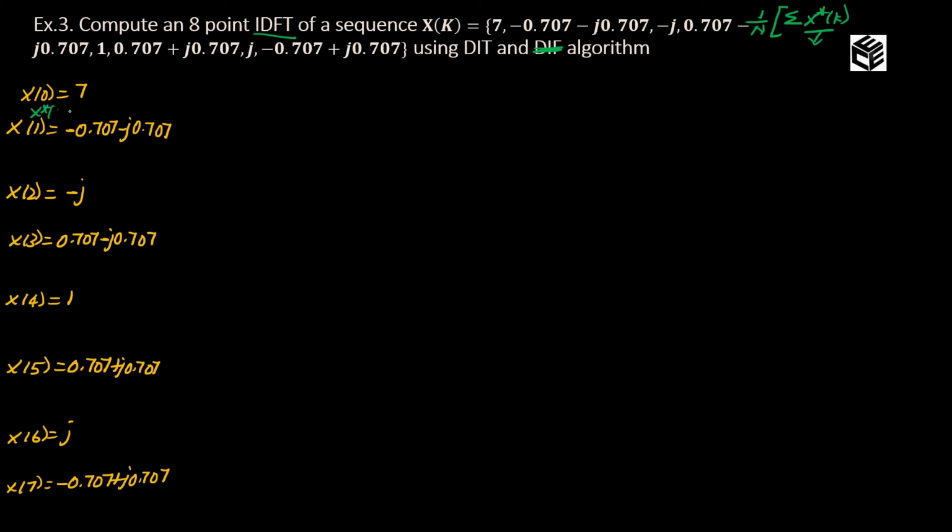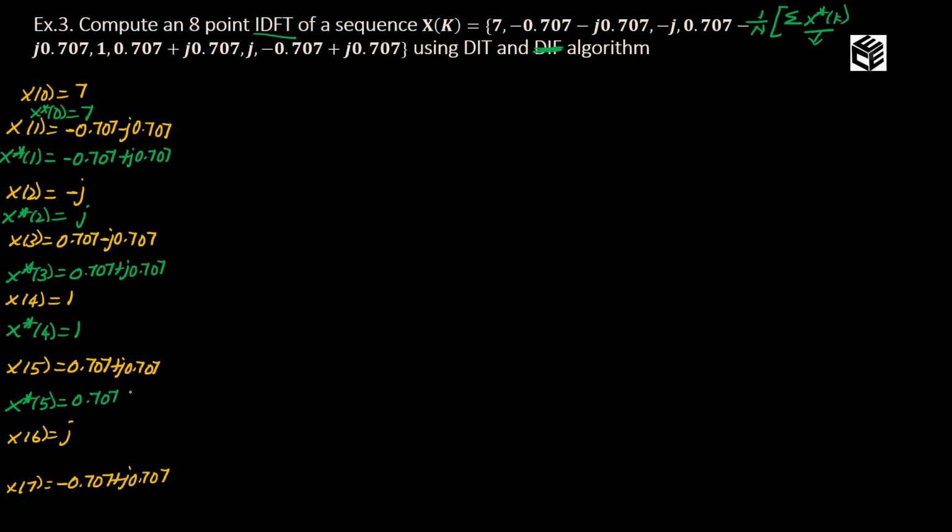So X conjugate of 0 is nothing but 7. X conjugate of 1 is equal to minus 0.707 plus j 0.707. And X conjugate of 2 is equal to, it is minus j, conjugate is plus j. X conjugate of 3 is equal to 0.707 plus j 0.707. X conjugate of 4 is equal to 1. X conjugate of 5 is equal to 0.707 minus j 0.707. X conjugate of 6 is equal to minus j. And X conjugate of 7 is equal to minus 0.707 minus j 0.707.